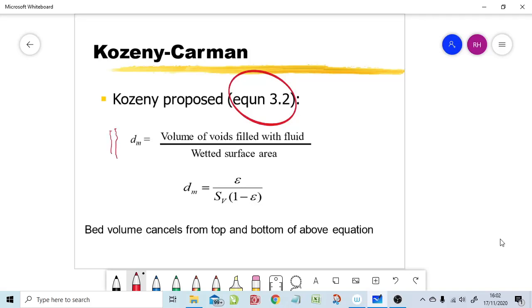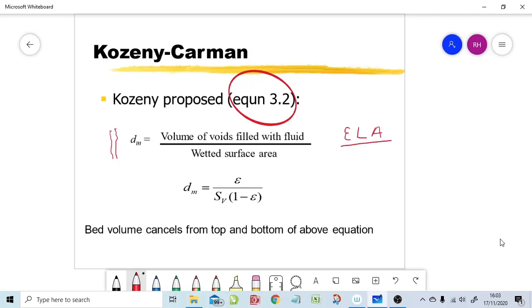You remember that Darcy's law is pretty analogous to Hagen-Poiseuille. In Hagen-Poiseuille we have the internal diameter of a pipe, and that's analogous here to the volume of voids filled with a fluid. So if epsilon is the voidage, L is the bed depth, and A is the cross-sectional area, then LA is the volume, and multiplied by the voidage, that's the volume of voids.